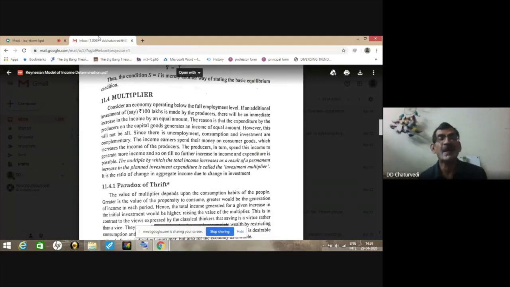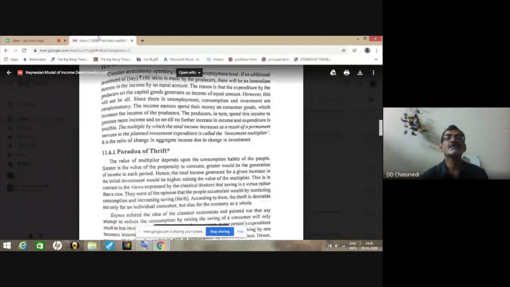And this multiplier is equal to the ratio of aggregate income change and change in investment. In mathematical terms, you can say multiplier is change in Y divided by change in investment.